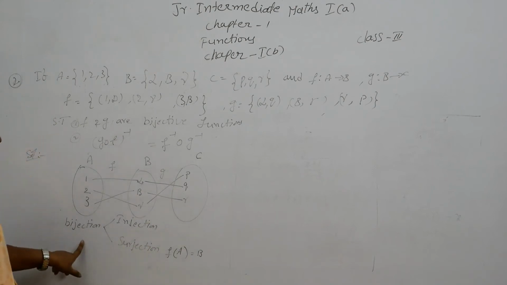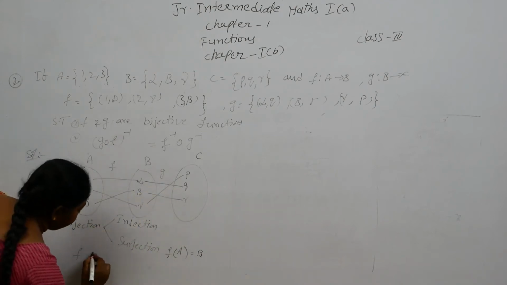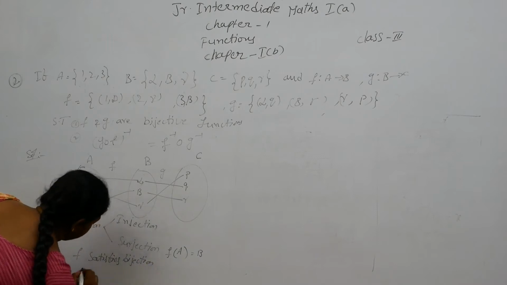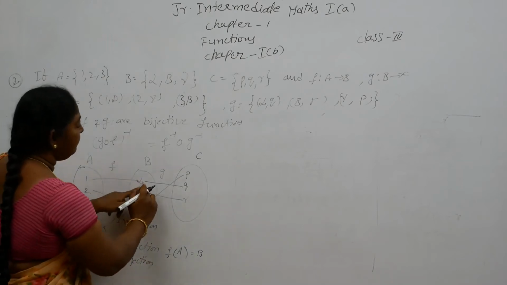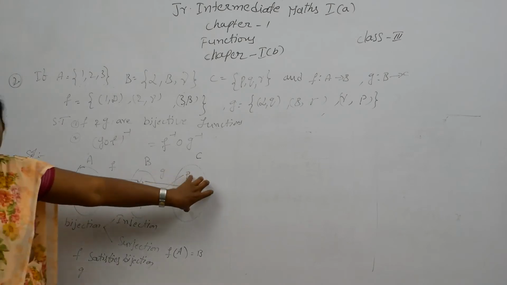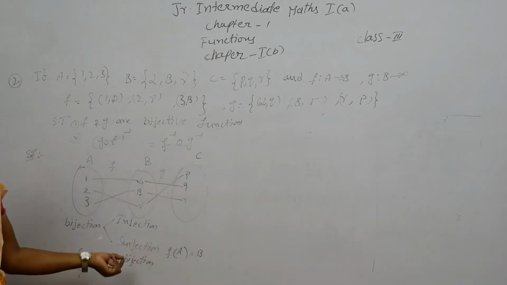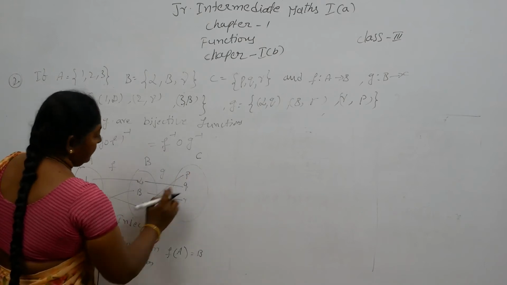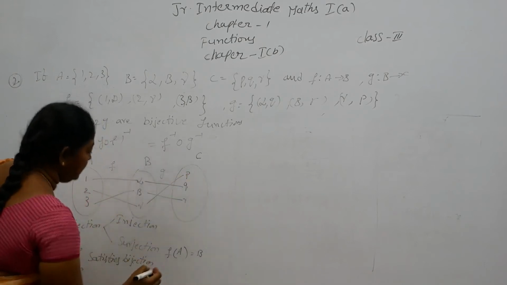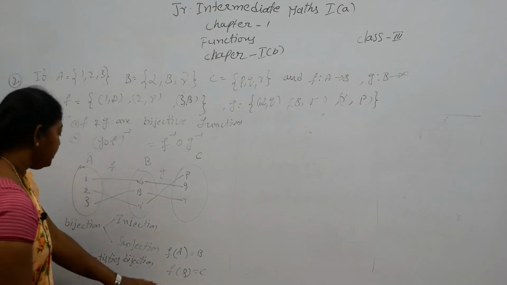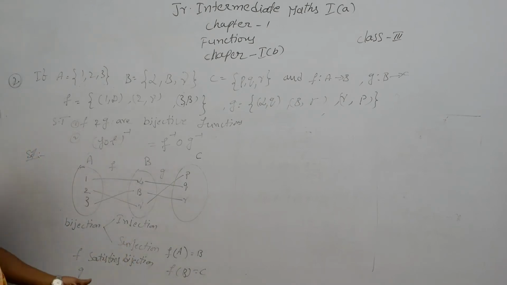అలాగే సెకండ్ జీ. సో ఎఫ్ సాటిస్ఫైస్ బైజెక్షన్. నెక్స్ట్ జీ. జీలో కూడా మనకి ఆల్ఫా టు క్యూ అండ్ బీటా టు ఆర్, గామా టు పి. బిలోని ప్రతి ఎలిమెంట్కి సిలో ఒక ఇమేజ్ ఉంది. సో ఇంజెక్షన్ కండిషన్ సాటిస్ఫై అయింది. అలాగే మనకి రేంజ్ అండ్ కోడొమైన్ బోత్ ఆర్ ఈక్వల్. హియర్ రేంజ్ ఎఫ్ ఆఫ్ బి ఈక్వల్ టు సి. సో రేంజ్ కోడొమైన్ ఈక్వల్ అయింది కాబట్టి మనకి జీలో కూడా సర్జెక్షన్ అయింది. సో జీ సాటిస్ఫైస్ బైజెక్షన్ కండిషన్.